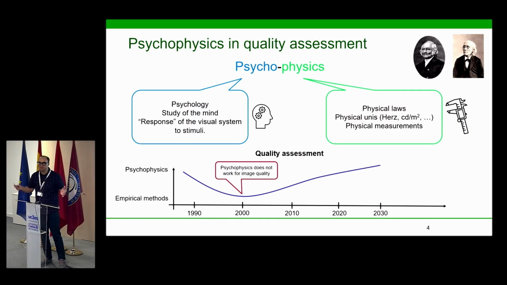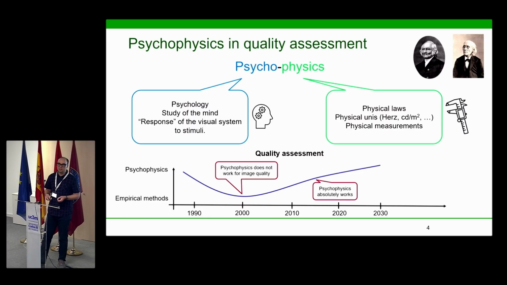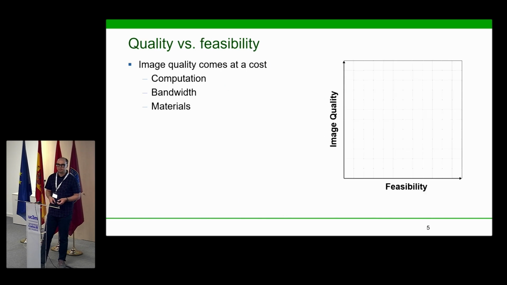It's just like visual quality is too complex, too high level. We need SSIM, those simple metrics that seem to work equally well. But I think we are slowly showing that psychophysics actually does work for visual quality. And I hope that I can convince you that psychophysics is the only way to go if we really want to generalize our quality metrics for all kinds of future display technologies.